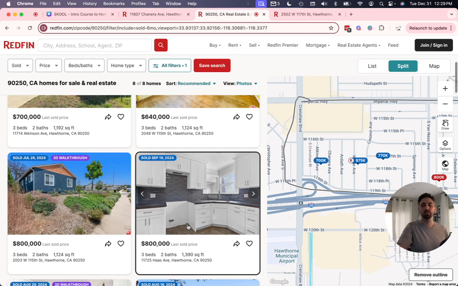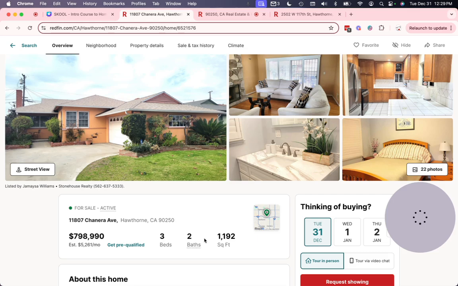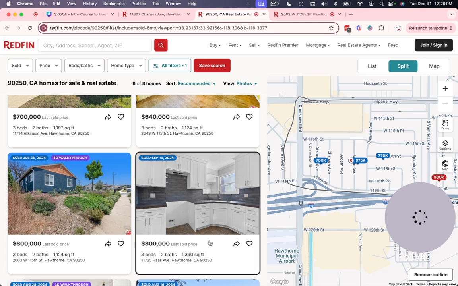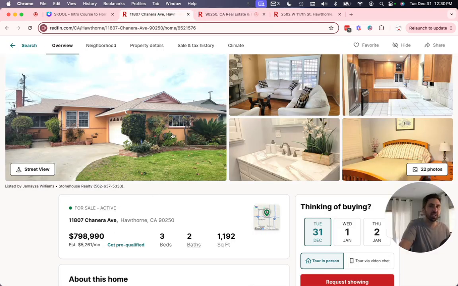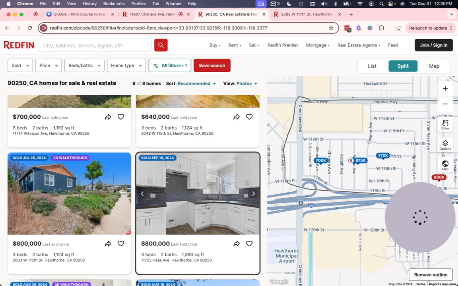So it's about 200 square feet bigger. Within 5 to 10% of the subject property is not so bad. So 10% of the subject property is 119 square feet. So it's pretty roughly the same. And so it's within 200 square feet. It's not so bad. 800,000 versus the 798. I'd say that this is pretty good to use as a comp.